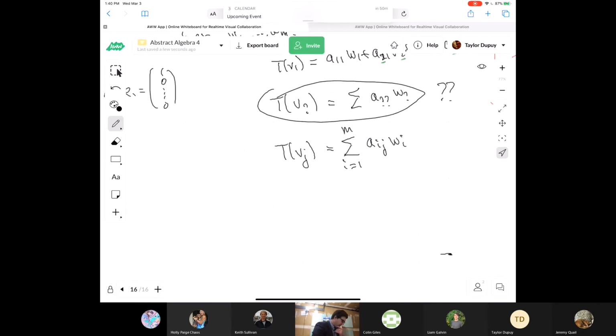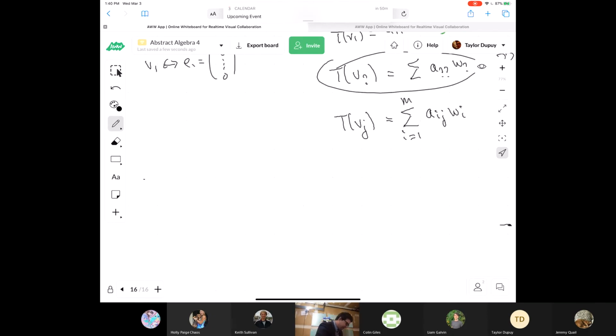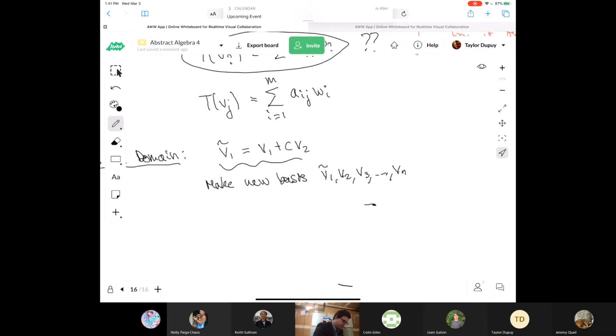All right, so let's look at what happens when we change a basis. If we do a change of basis on the domain, what happens on the range? So this will be our new basis vector, V1 tilde. I'm just going to try it out: V1 plus C V2. So I'm making a new basis: V1 tilde, V2, and all of the other ones are going to be the same, except this new one is going to be a scaled version of the old one.